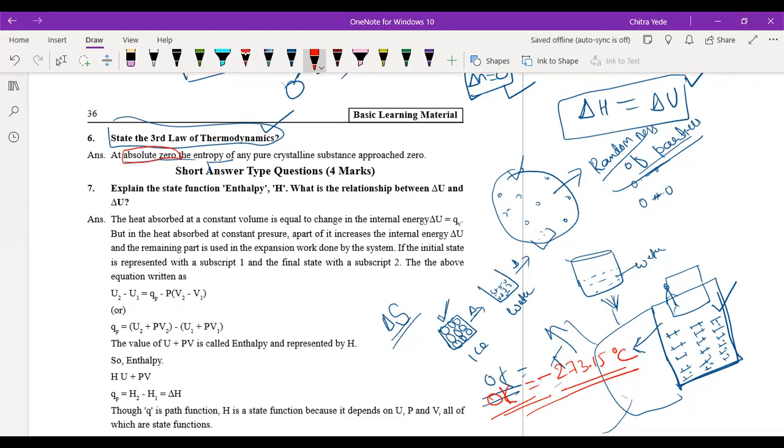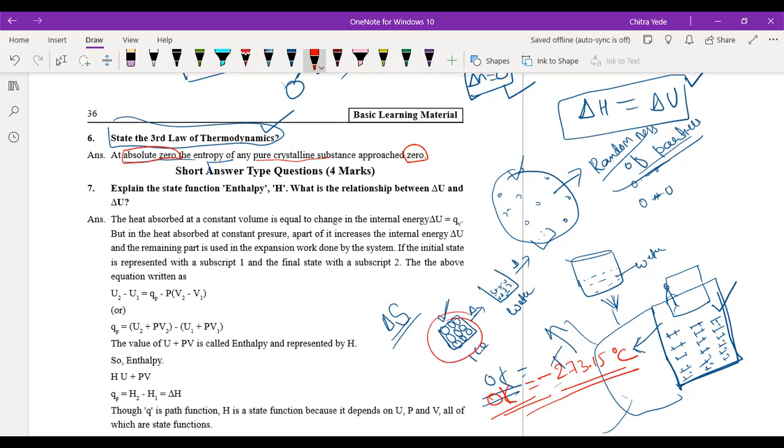So at absolute zero temperature, the entropy of a pure crystalline substance is zero. That means after that the particles cannot be compressed easily, they cannot be compressed in any manner. At that particular time the randomness of particles will be zero, hence the entropy will be zero. Understood? I hope you understood entropy now.